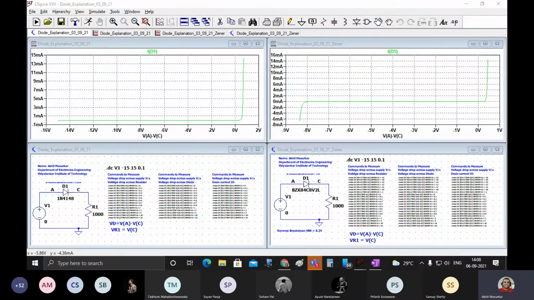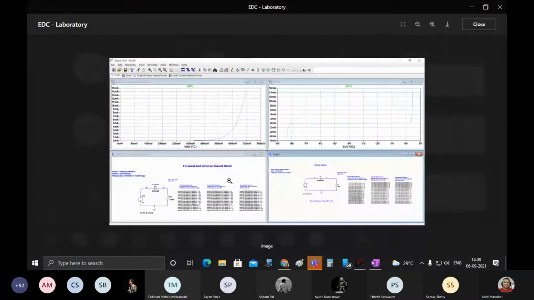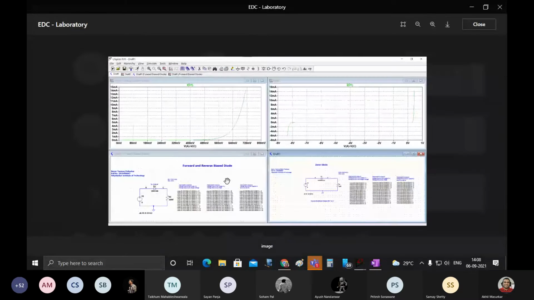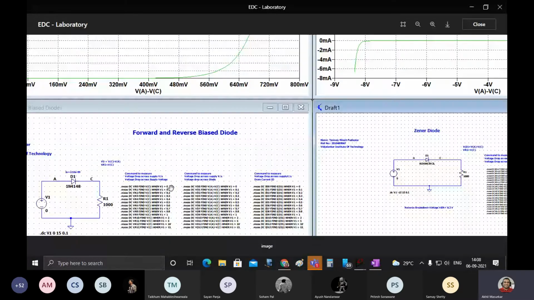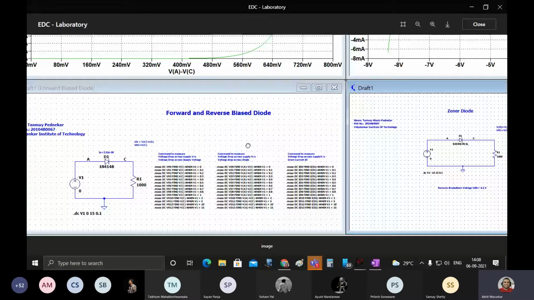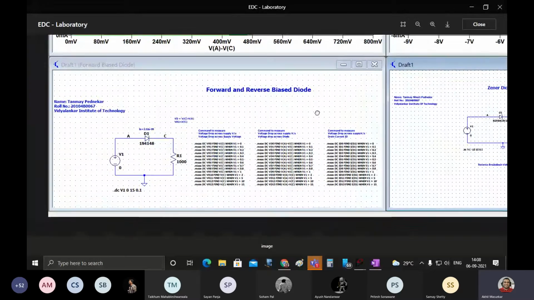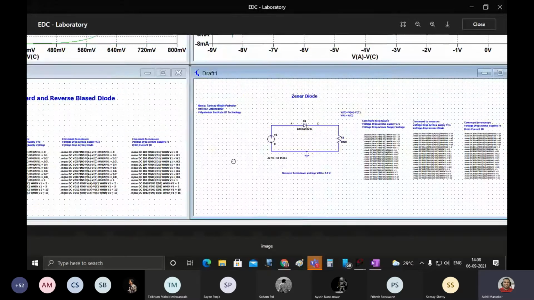Okay, Tanmay, your output is correct, but for the normal diode, see here, this is your output. Zener is okay, but here your dot DC is from minus 15 to plus 15, right? So in the normal diode also it should be minus 15 to plus 15. Yes, I am making the changes right now.